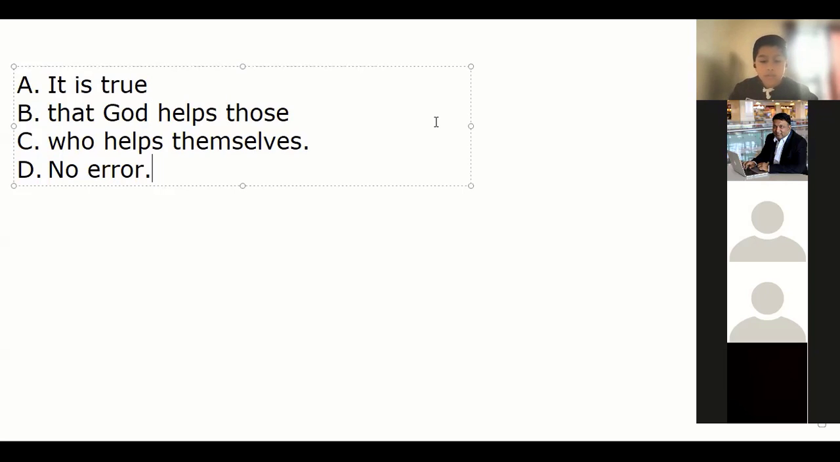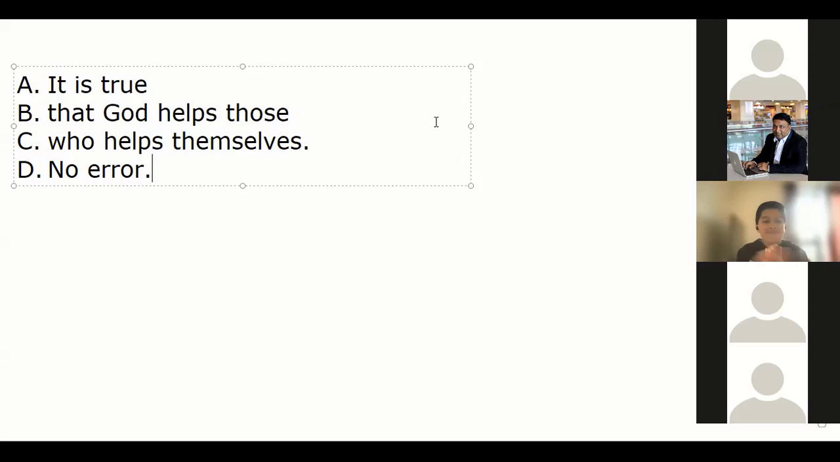Achintya says C. Okay. Sunitaji says B. Okay. Keep writing, guys. It is true that God helps those who helps themselves. Shaurya says C. Sanchit says D. Okay. Keep writing, guys. Abhinav, what is your view? Sir, it should be who help themselves.